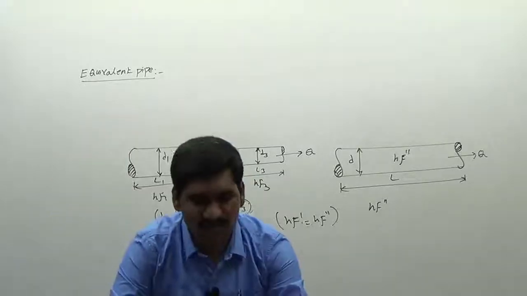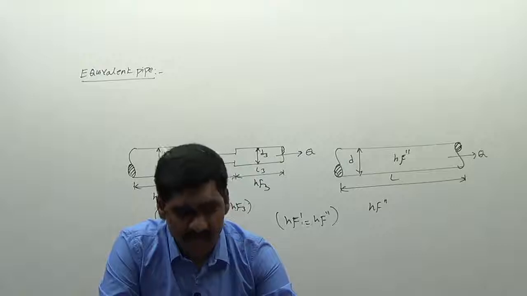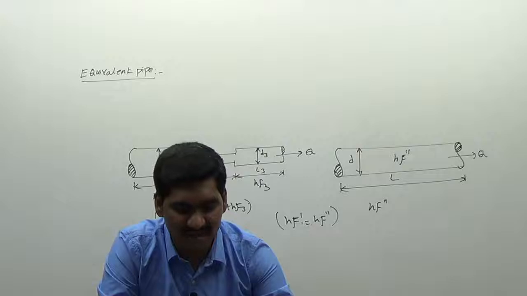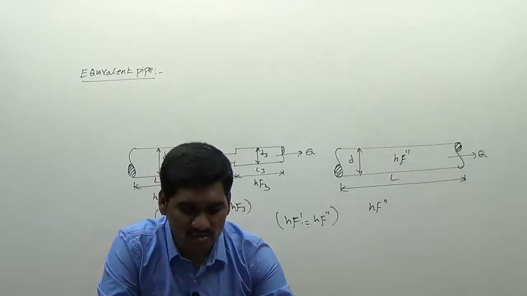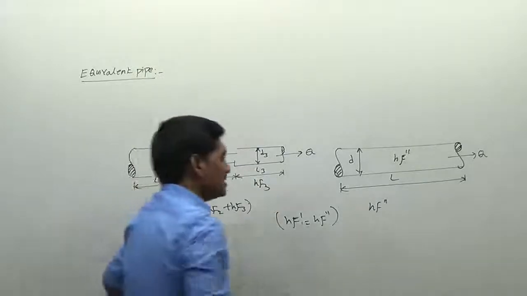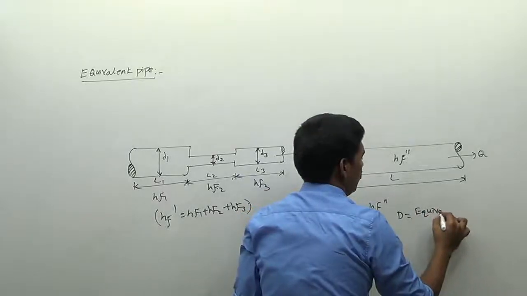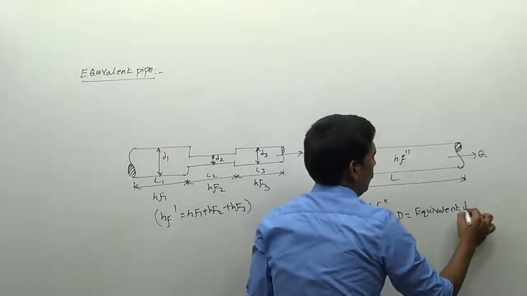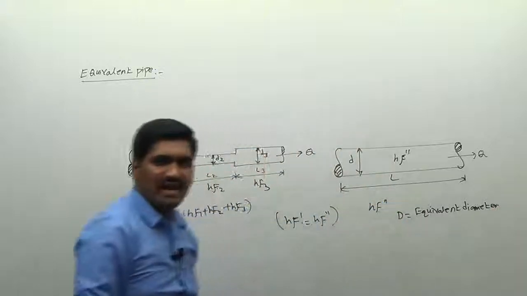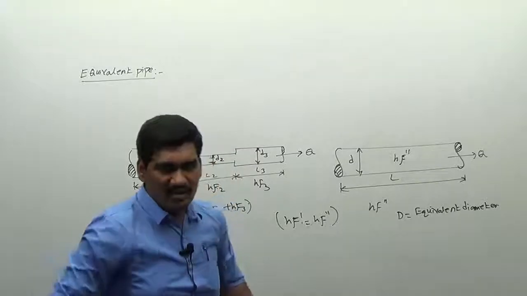It is defined as a pipe of uniform diameter having the loss of head and discharge equal to the loss of head and discharge of a compound pipe consisting of several pipes of different lengths and diameters. The uniform diameter of the equivalent pipe is known as the equivalent diameter of the series or compound line. So D is called the equivalent diameter, and we will be asking, determine the equivalent diameter of the pipe.